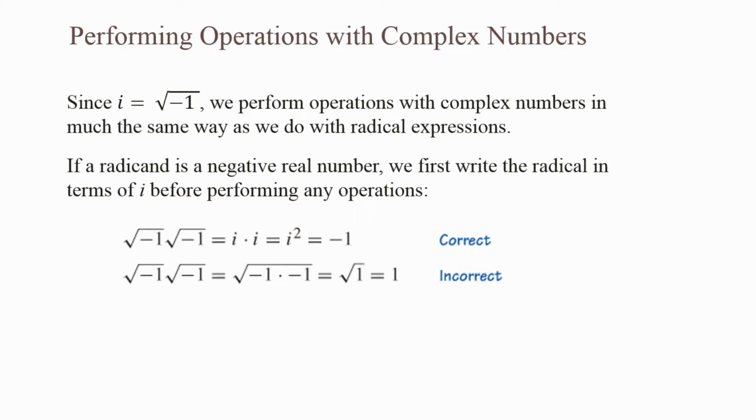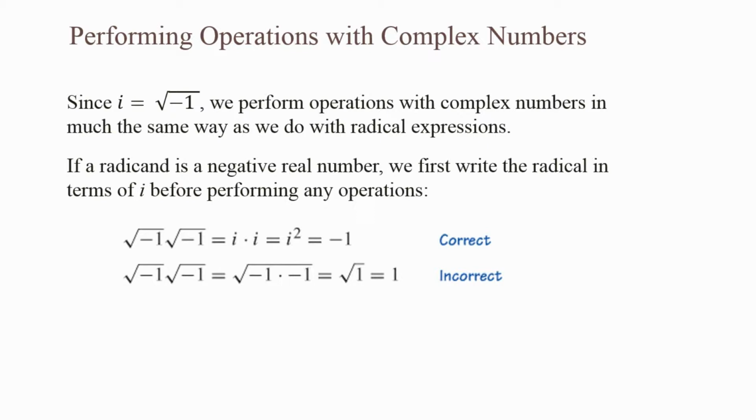The incorrect way to write this would be to take the square root of -1 times the square root of -1, rewrite it as the square root of -1 times -1, which is the square root of 1, which equals 1. We are multiplying two terms that both started out as negative square roots, so you need to deal with the root first by rewriting it as i.